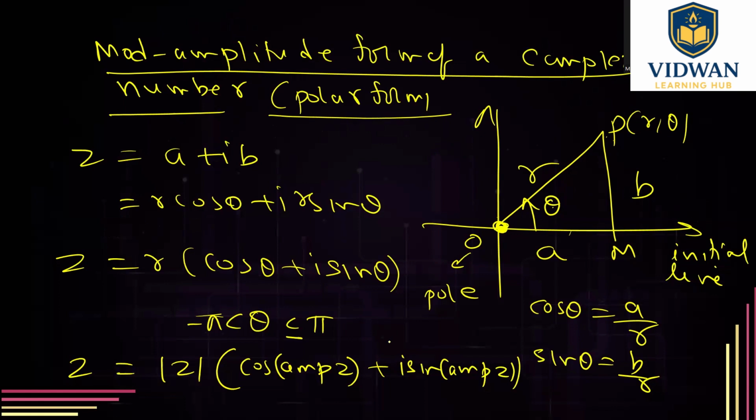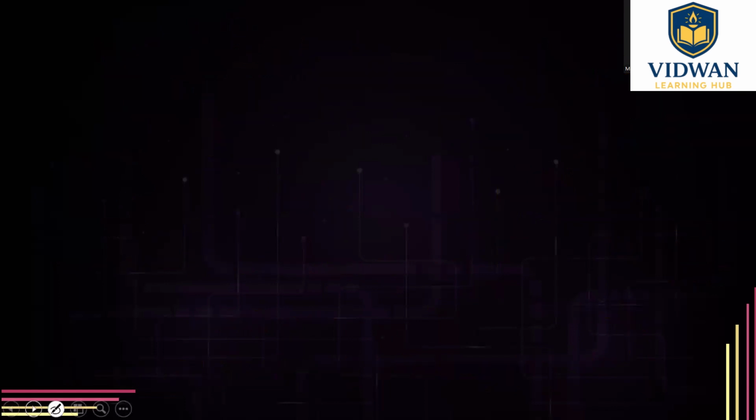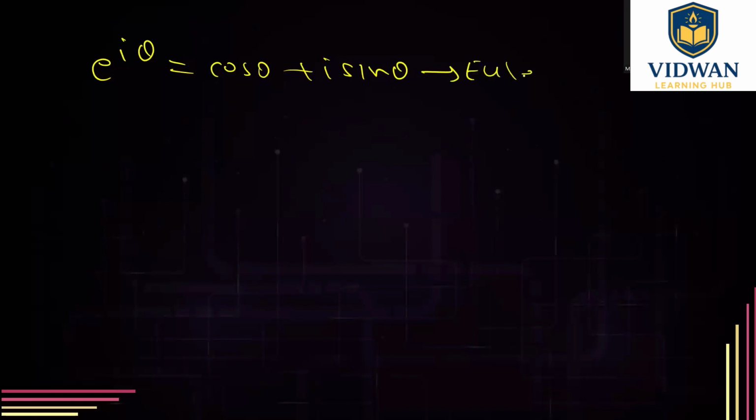And apart from this, we have one property called Euler's theorem. So e power i theta equal to cos theta plus i sin theta. This is called Euler's theorem. The proof we can learn in the limits chapter.